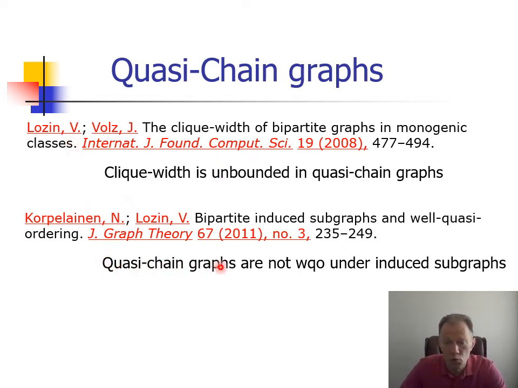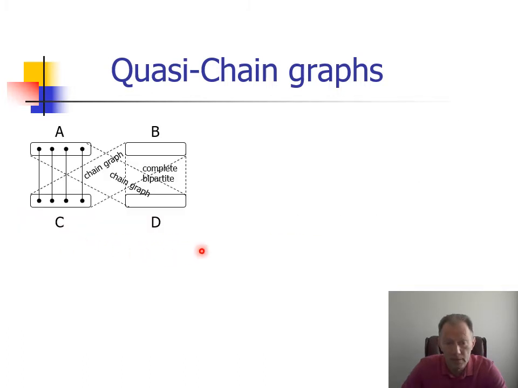And quasi-chain graphs are not well quasi-ordered under induced subgraphs, which was proved in this paper. What is interesting is that in both papers we used the same construction to prove the results. In this construction, we deal with bipartite graphs whose vertices can be partitioned into 4 subsets, say A, B, C, and D, so that A and C induce a 1-regular graph, A and D induce a chain graph, B and C induce a chain graph, and B and D induce a complete bipartite graph.